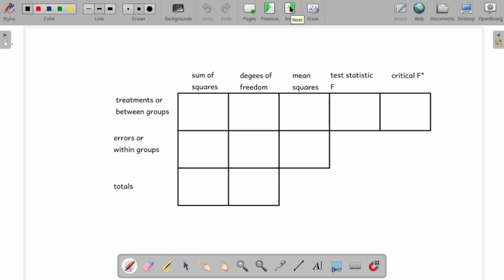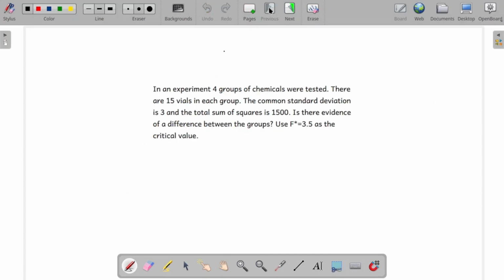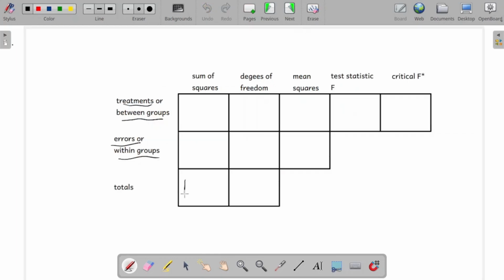We have sum of squares, which provides a way to keep track of the variability between either groups or the treatments. We're using treatments in this case, and the observations, which are commonly called errors or sometimes within groups. Now, if you recall from the problem, the total sum of squares is 1500. So we'll put that in our table here.